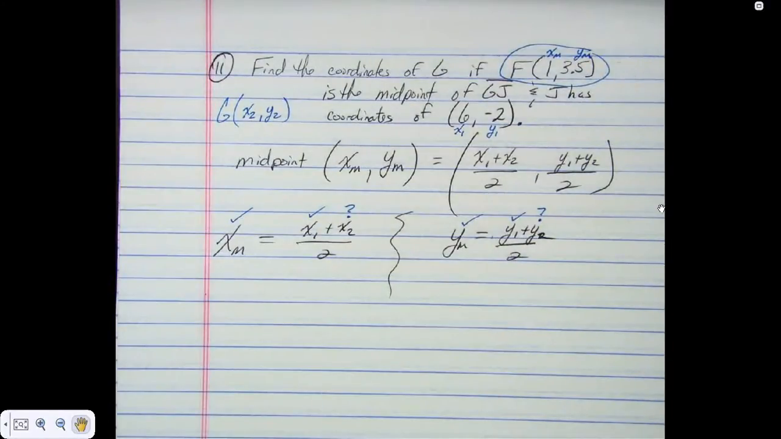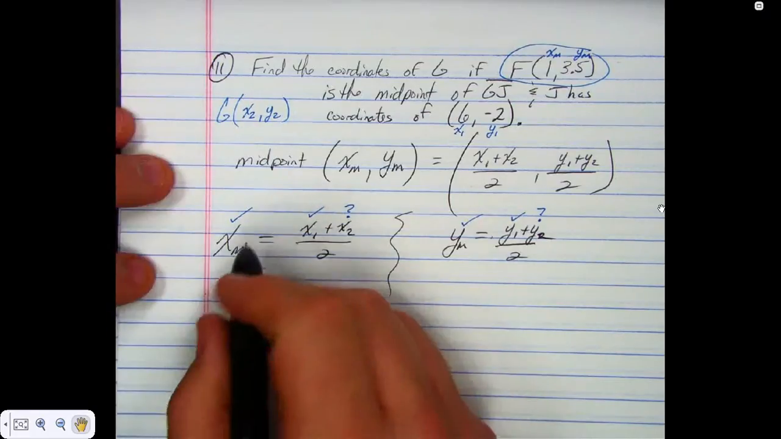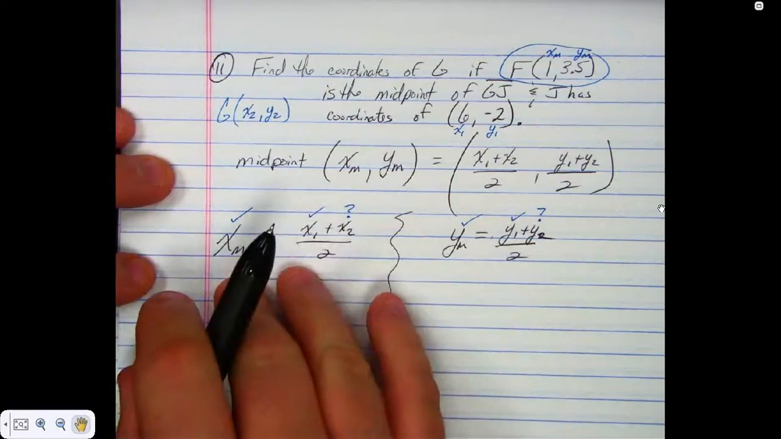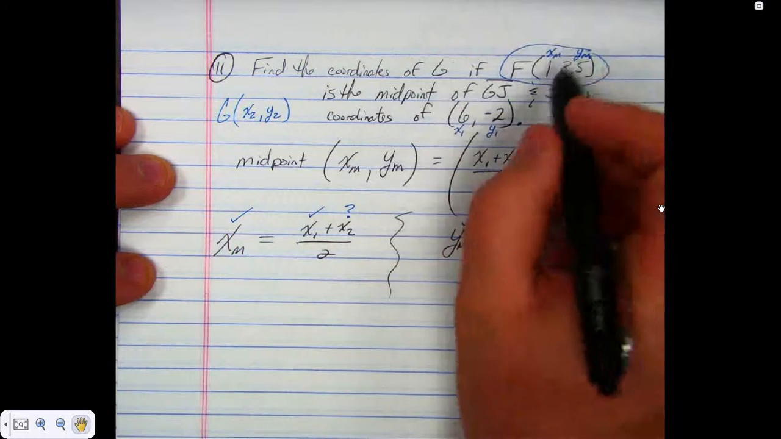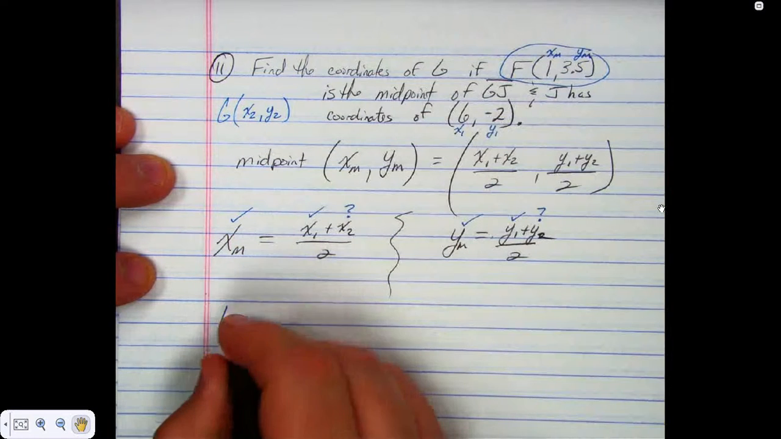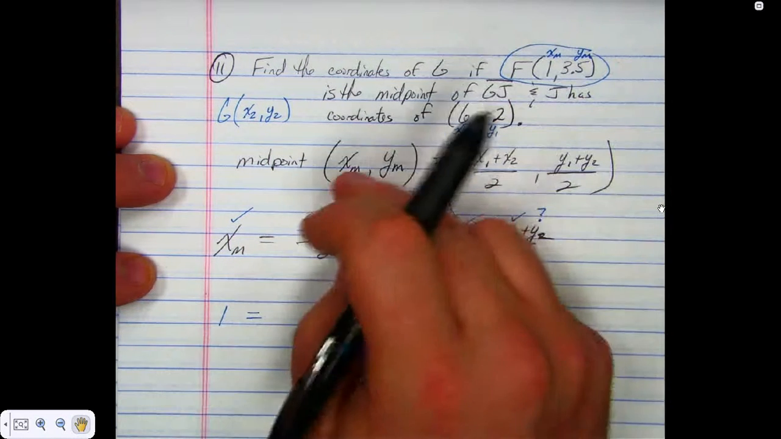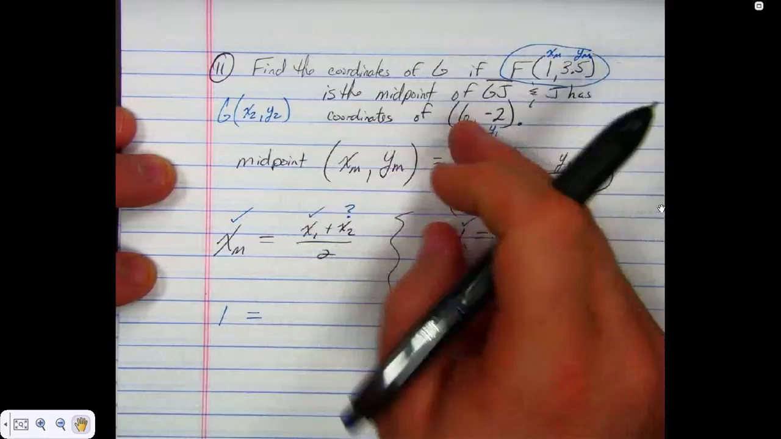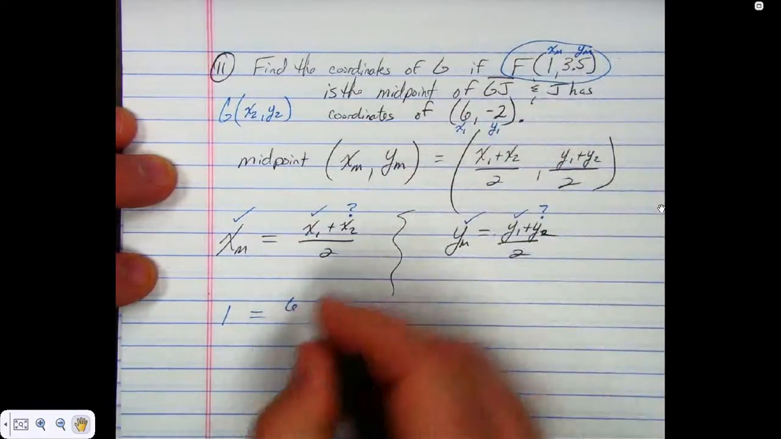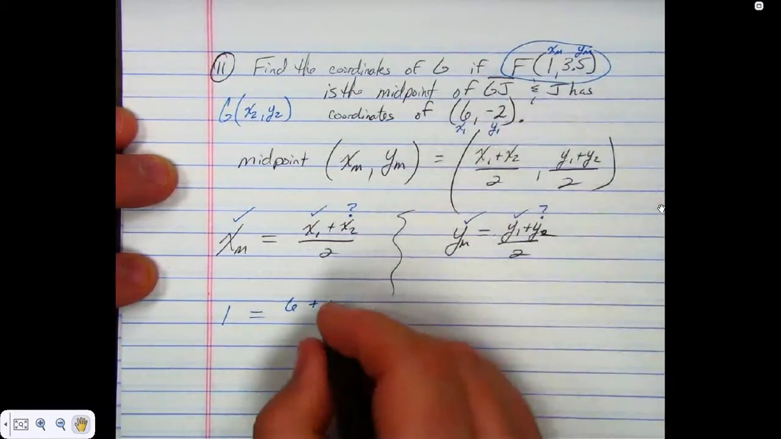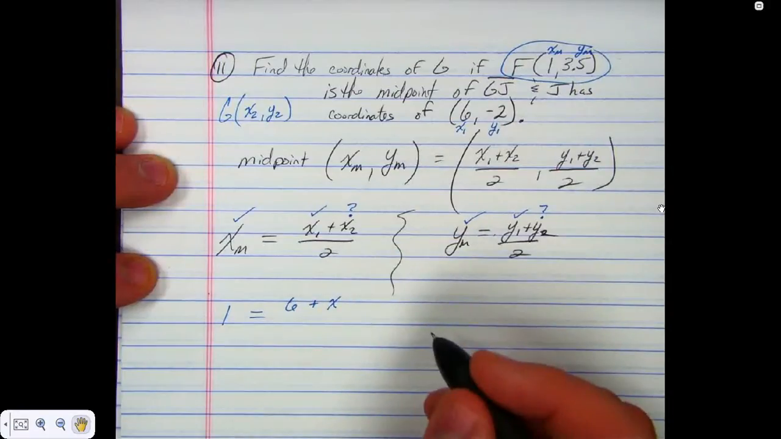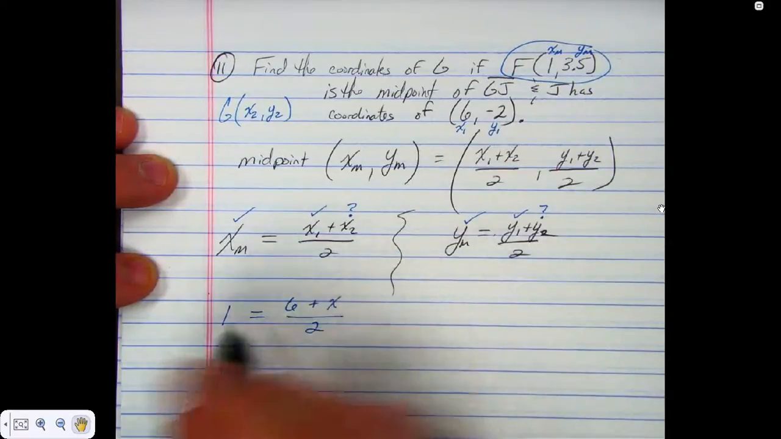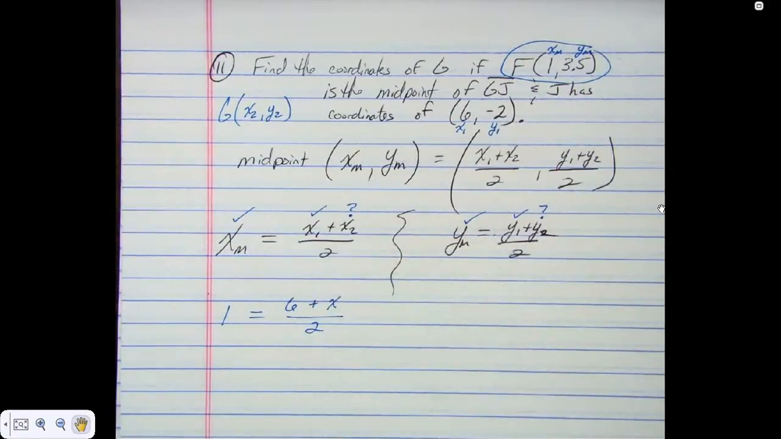Now, if you'll remember from algebra, if you only have one unknown in an equation, can you solve for that variable? Yes. So let's put the numbers we know in first for the x. What is the x coordinate of the midpoint? 1. So 1 is equal to, what is the x coordinate for one of our endpoints? 6, right here. Plus, do we know the other one? No. Let's just call it x. All of that over 2. Is there only one unknown in that? Yes. So I could solve for it.